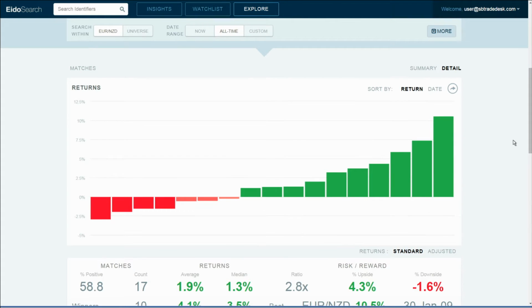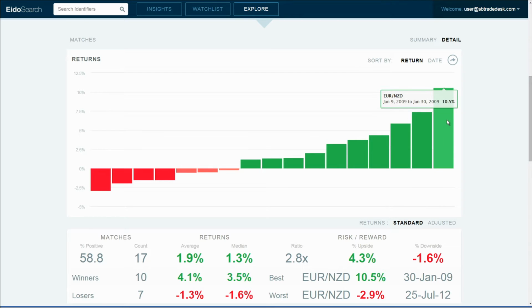You've also got the histogram here, and each bar is a matched pattern. So you can see in this instance, the most positive 1 month return after the match pattern occurred was from January 9th to January 30th. So that would be the 3 months that led up to January 9th, if that makes sense. And it was a 10.5% return. You can see the most negative outcome was the June 26th to July 25th, 2012 month period. So that 1 month projection would have been based on the 3 months prior to that, so the 3 months leading up to June 26th. And that was a decline of 2.9%.